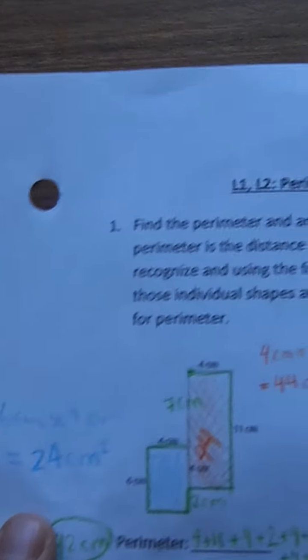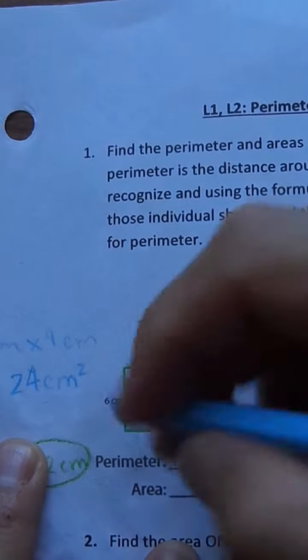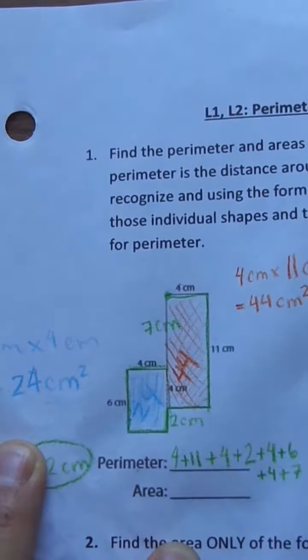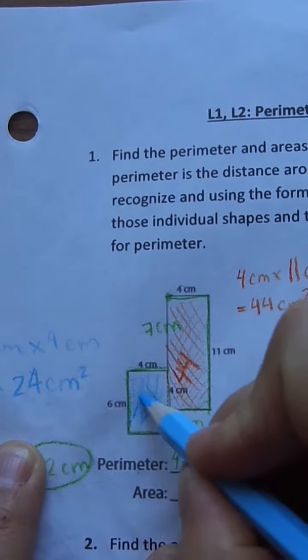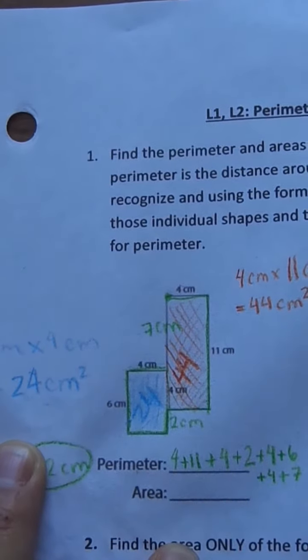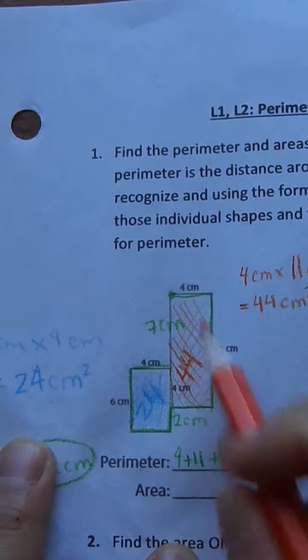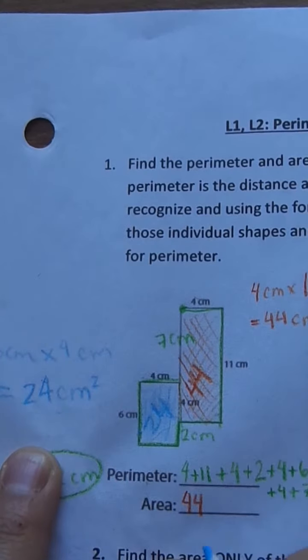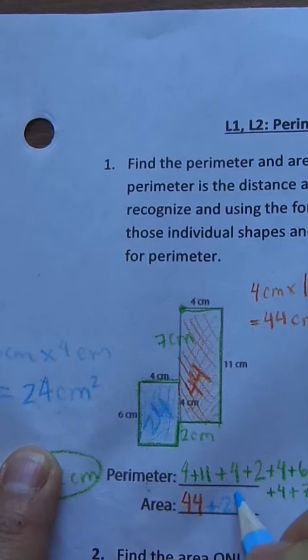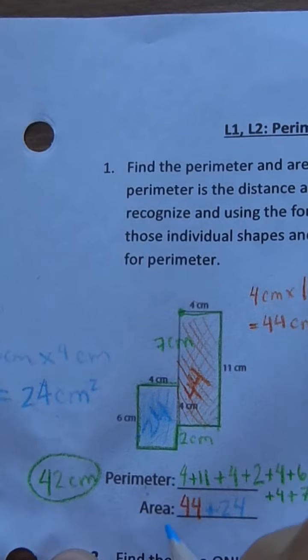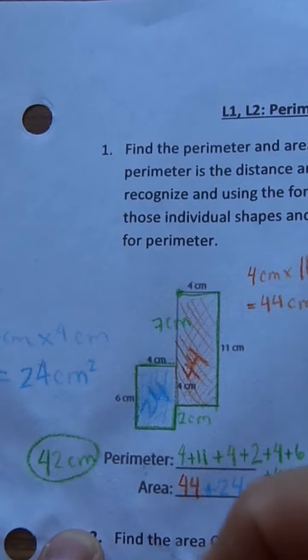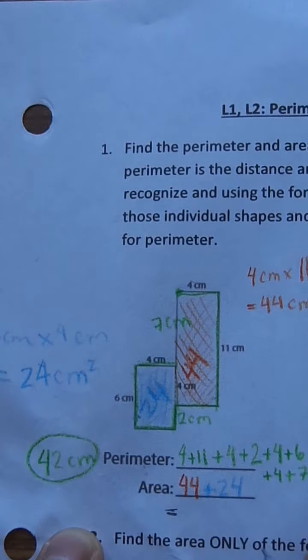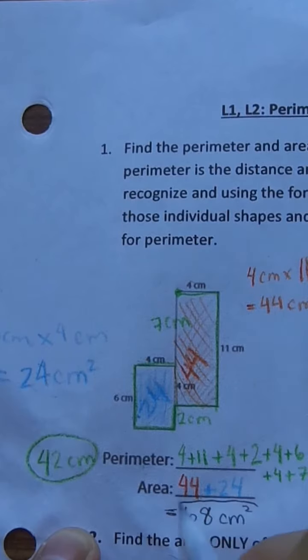24 centimeters squared. So the total area would simply be the sum of its parts. So we look at the orange rectangle, we've got 44. We look at the blue rectangle, we've got 24. Which gives us a total of, for those math whizzes, do that in your head? That's right, 68 centimeters squared. Done.